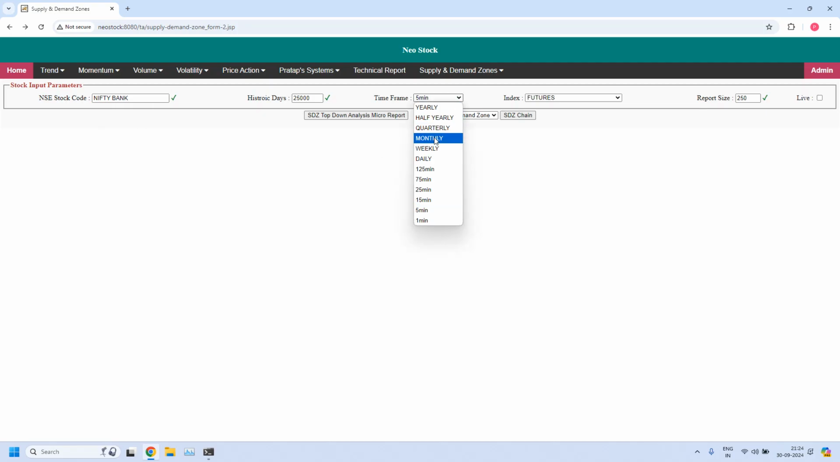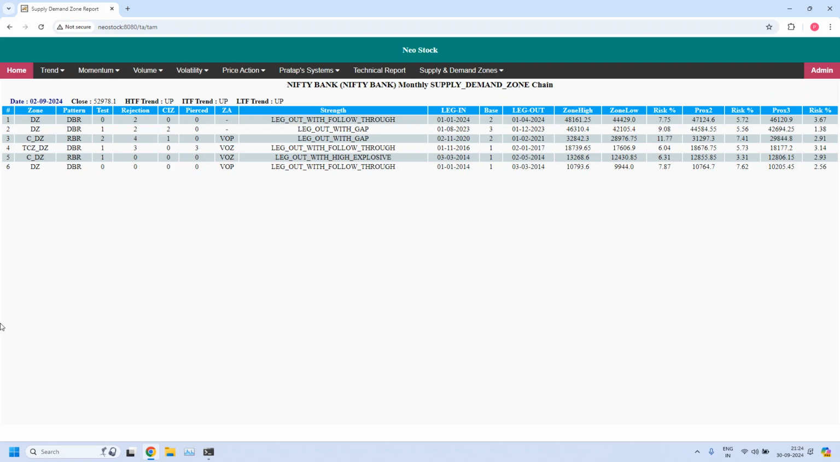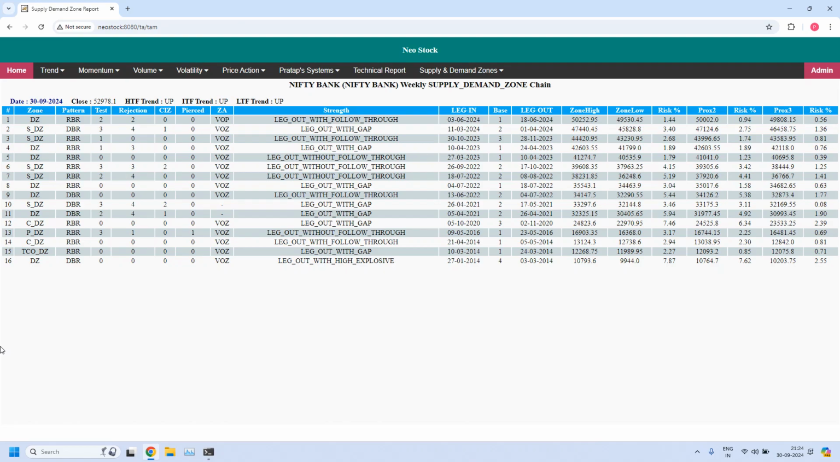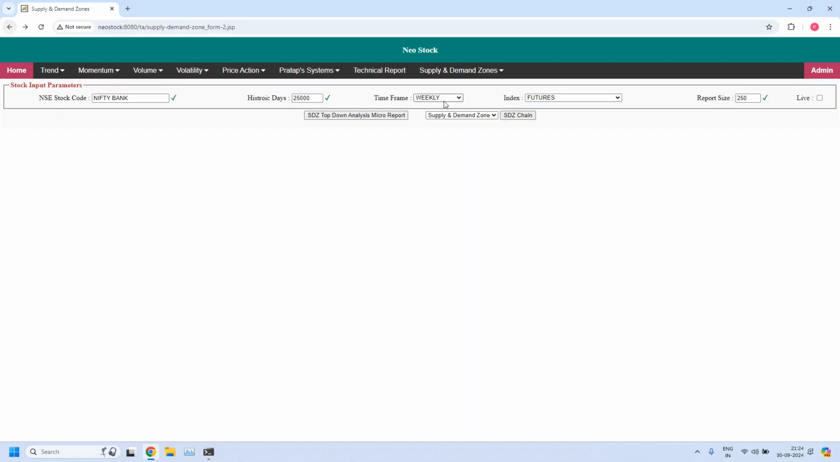Let's start with monthly time frame, generating monthly supply demand zone chain for BANKNIFTY. Okay, the next time frame is weekly, generating weekly supply demand zone chain for BANKNIFTY. The next time frame is daily, generating daily supply demand zone chain for BANKNIFTY.